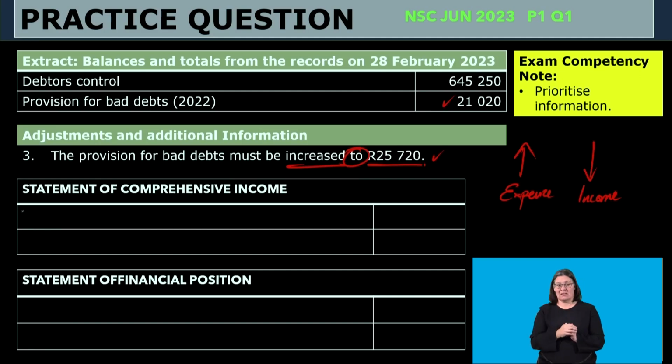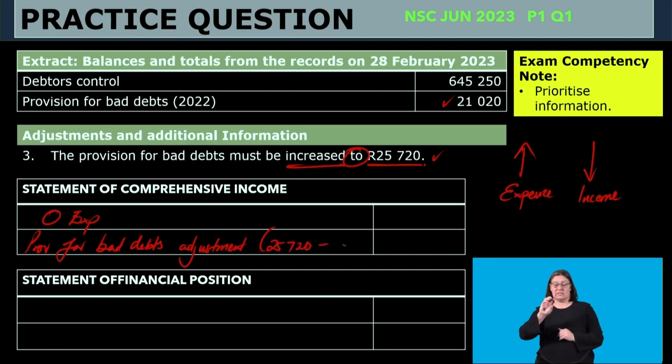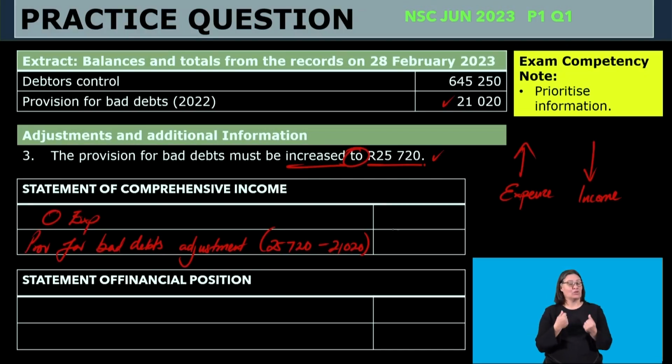So an increase is an expense, so I'm going to go to my operating expenses. Then I'm going to say provision for bad debts adjustment. I open my bracket and I'm now saying it is 25,720 minus 21,020. The difference is what I record in the statement of comprehensive income, and the amount that I have is 4,700. That is what I record in here.